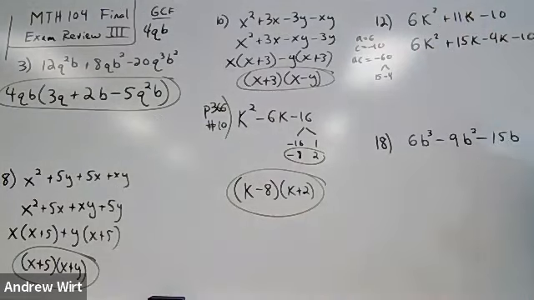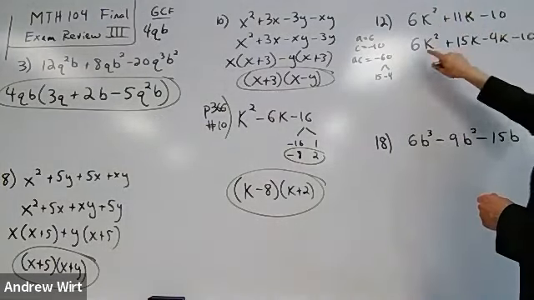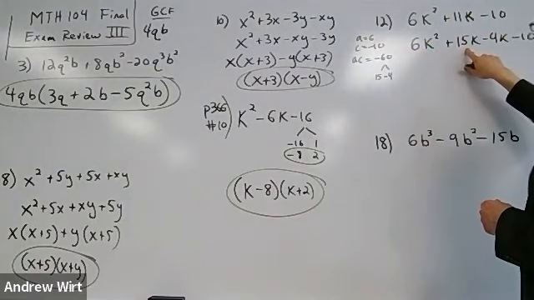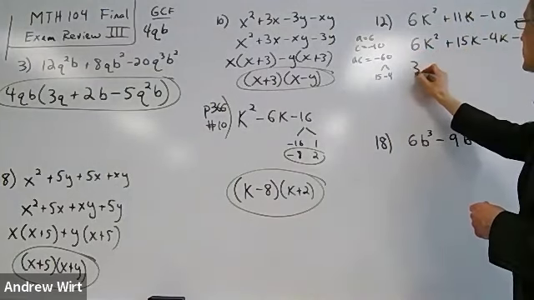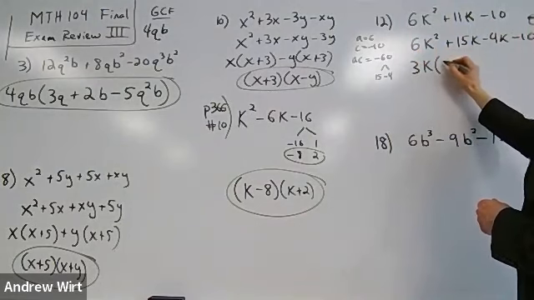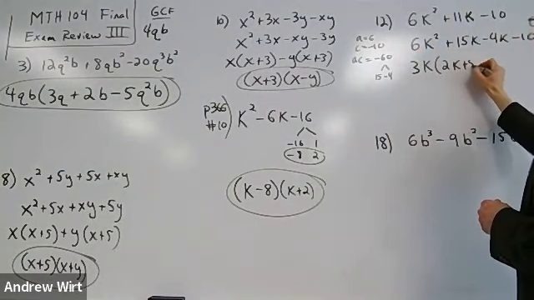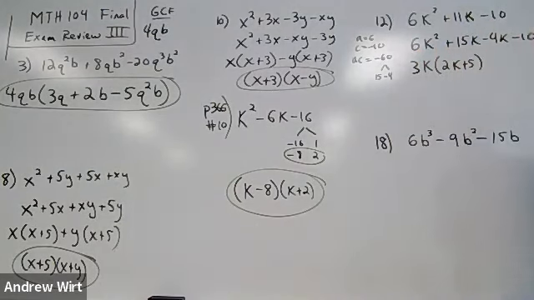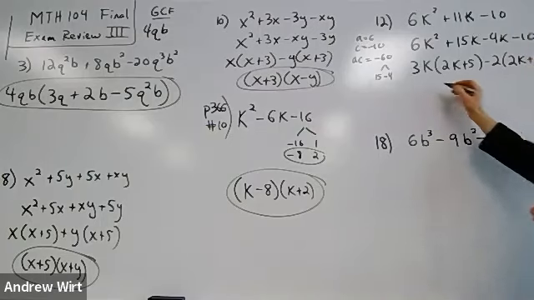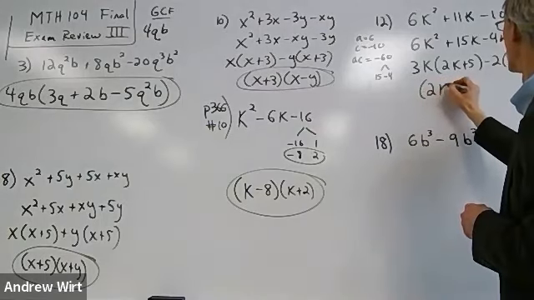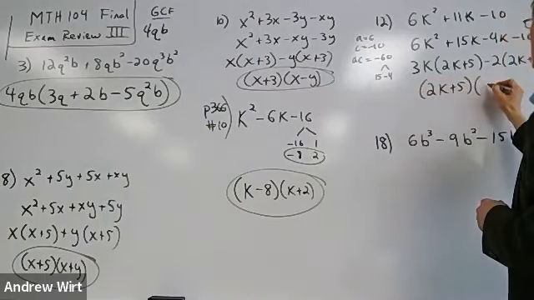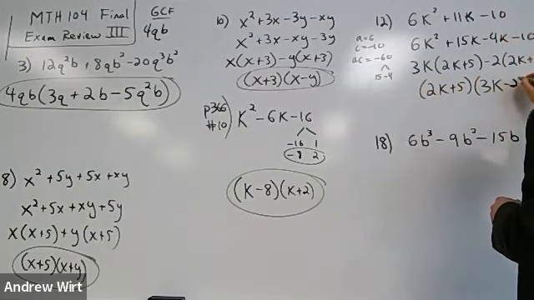And now we have a 4-term trinomial we can factor by grouping. So out of this one, the greatest common factor of 6k squared and 15k is 3k. Factor out 3k, get 2k plus 5, and over here we can factor out a negative 2 and get 2k plus 5. There's our matching binomial, so 2k plus 5 times 3k minus 2.